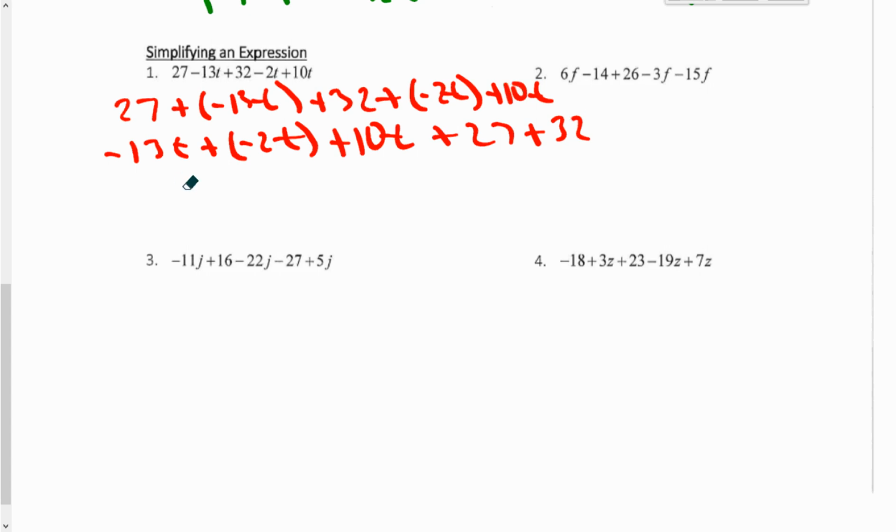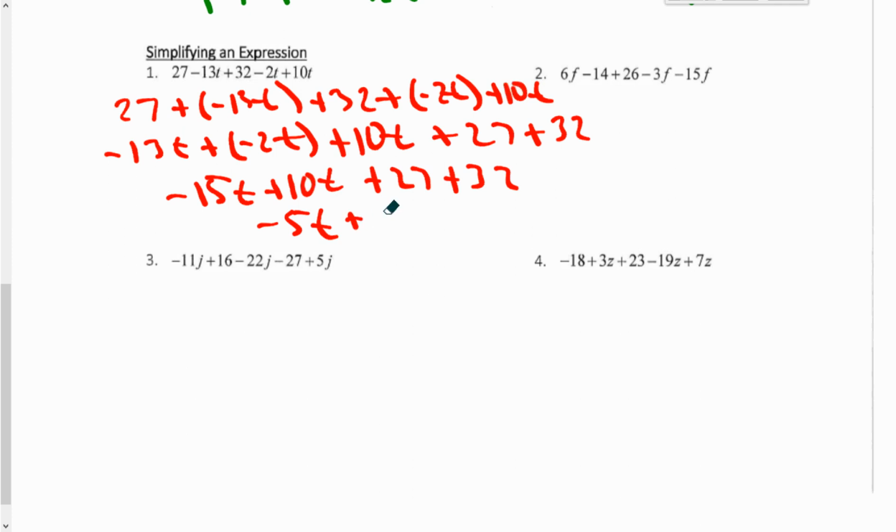Negative 13t plus negative 2t is negative 15t, plus 10t, plus 27 plus 32. Negative 15t plus 10t is negative 5t, and 27 plus 32 is 59. And then my expression is simplified. I know that I've simplified all the way because I don't have any like terms remaining. Another thing to notice is that negative 5t and 59 cannot be added together because they have to have the same variable part. They have to be like terms in order to add them together.